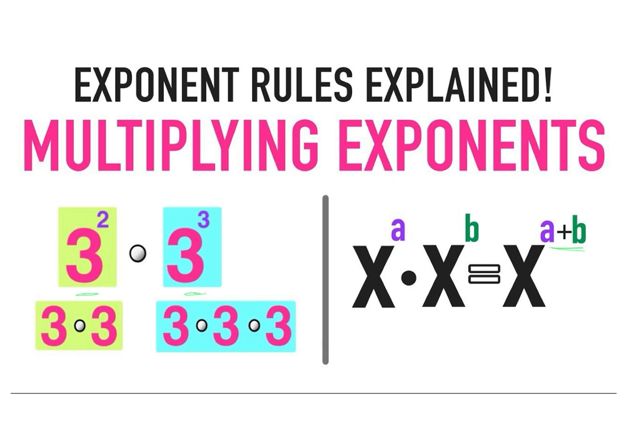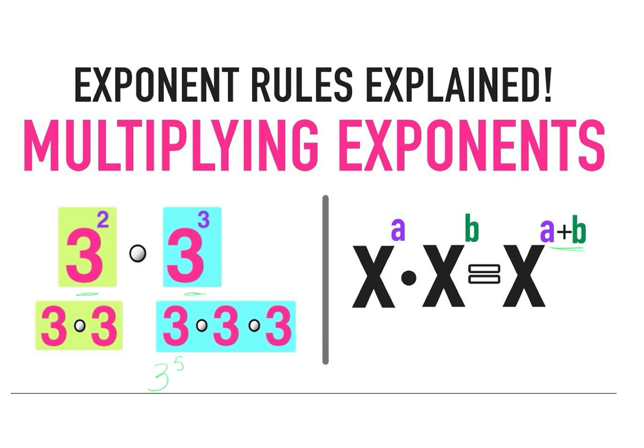So for example, 3 squared times 3 to the third power can be combined. So I would just add the exponents. I have 2 and 3. So this would be the same thing as saying 3 to the 5th power.